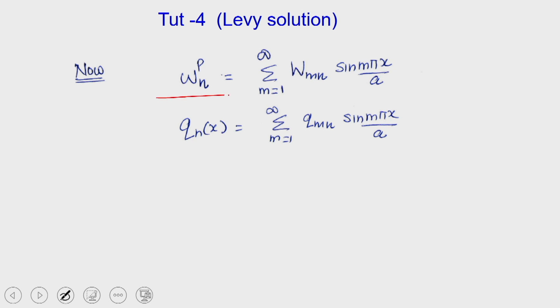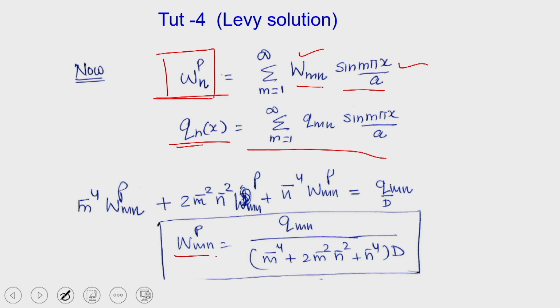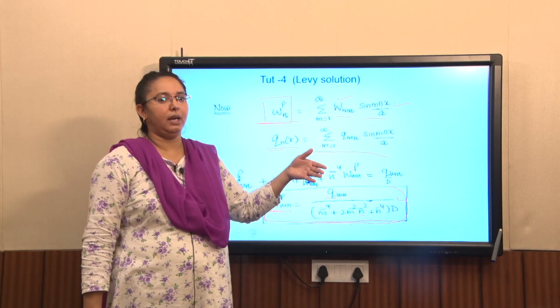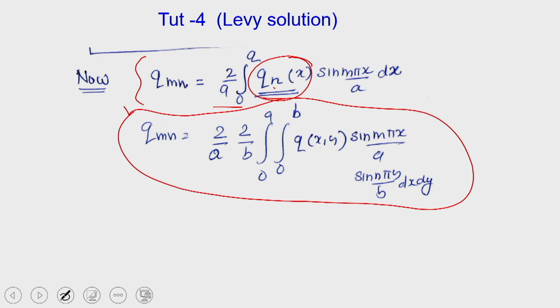Then the next step is evaluation of a particular solution. We are assuming Wnp in this form, Wmn sin m pi x by a, and similarly Qn can be represented like this. Finally, the particular solution will be Qmn upon Dmn for the case of an isotropic plate, like this, with n bar and m bar square and so on. This Qmn will depend upon the type of load, whether it is UDL or sine loading and so on. So, Qmn can be evaluated like this. I have already told you that Qn is integrated from 0 to b, so ultimately it can be represented like this.